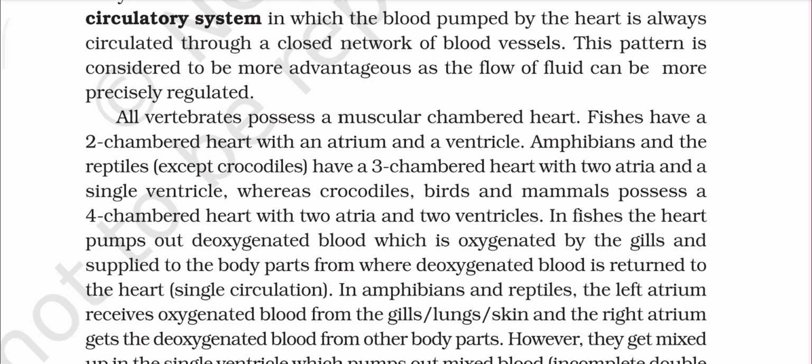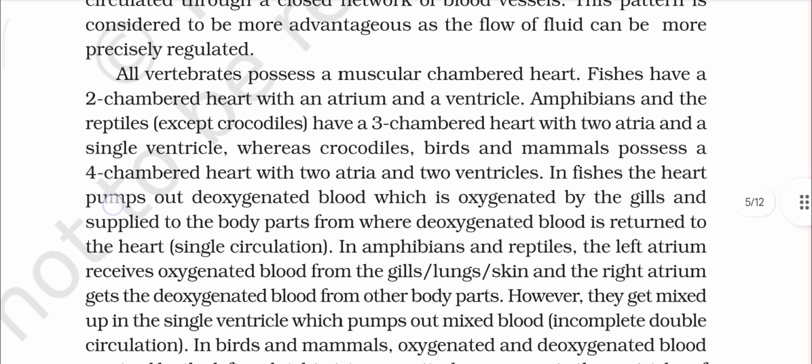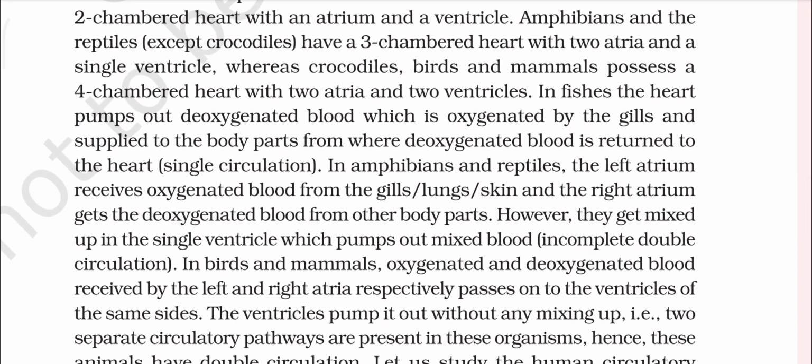In fishes, the heart pumps out deoxygenated blood which is oxygenated by gills and supplied to the body parts from where deoxygenated blood is returned to the heart. In amphibians and reptiles, the left atrium receives oxygenated blood from the gills, lungs, and skin, and the right atrium gets deoxygenated blood from other body parts. However, they get mixed up in the single ventricle which pumps out mixed blood.